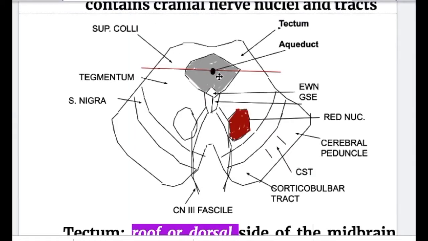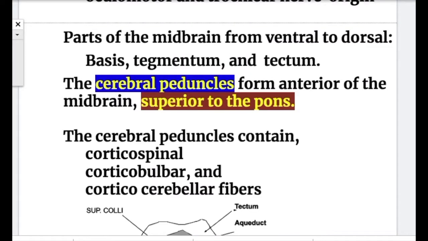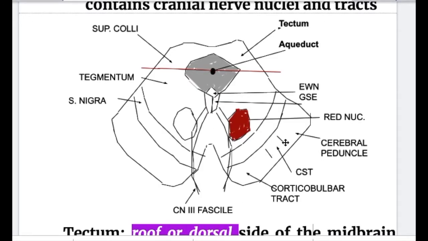So the parts of the midbrain from ventral to dorsal are cerebral peduncle, tegmentum, and tectum. Tegmentum is in front of the cerebral aqueduct and tectum behind. The cerebral peduncle is superior to the pons. And what do they contain? They have the corticospinal tract in the middle 3/5. The fiber arrangement from medial to lateral is arm, face, and legs.